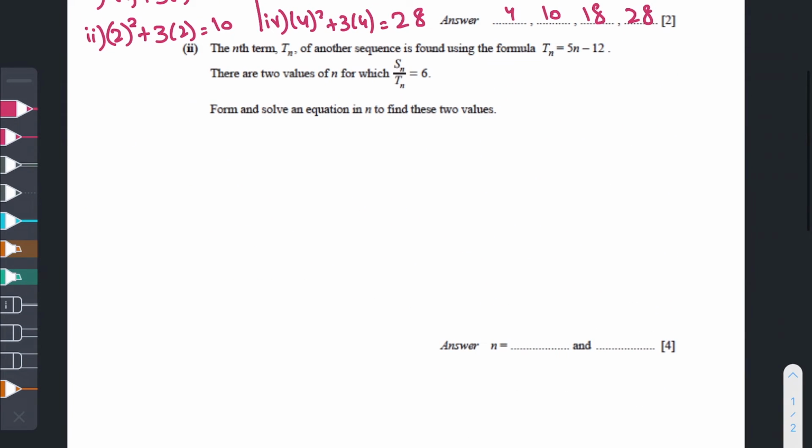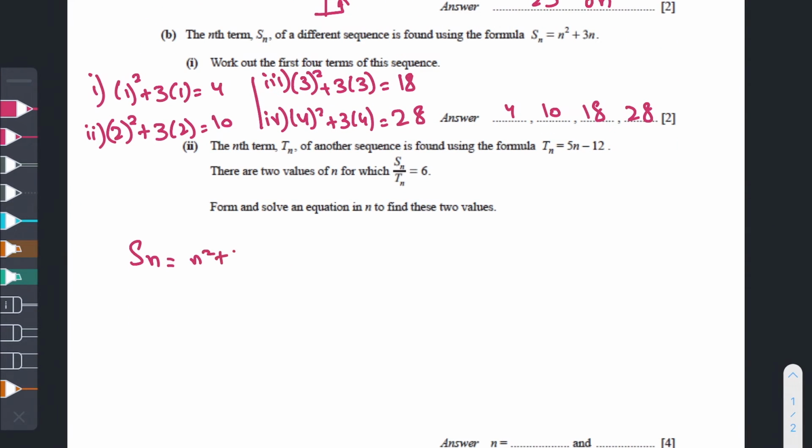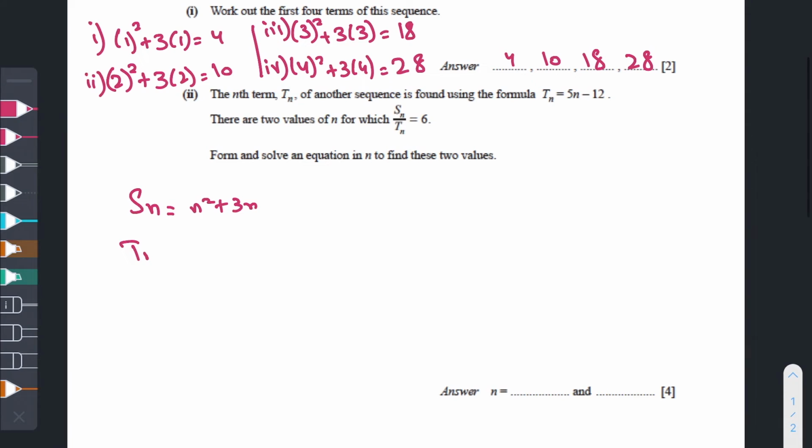The next part of the question says the nth term Tn of another sequence is found using the formula Tn is equal to 5n minus 12. There are two values of n for which Sn over Tn is equal to 6. So Sn in this case was the formula for the second part, which was n squared plus 3n, and Tn in this case was 5n minus 12. If you write n squared plus 3n over 5n minus 12, this should be equal to 6.